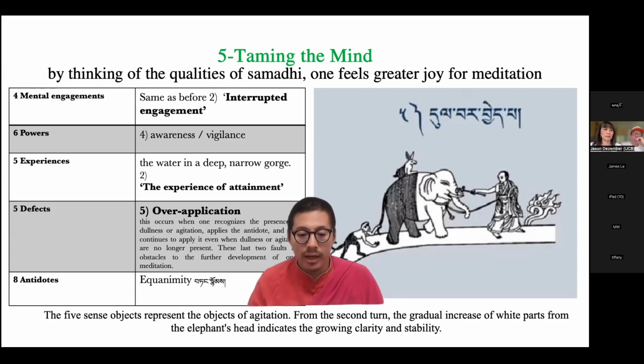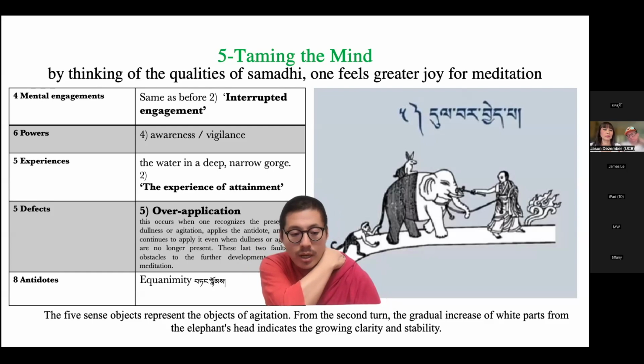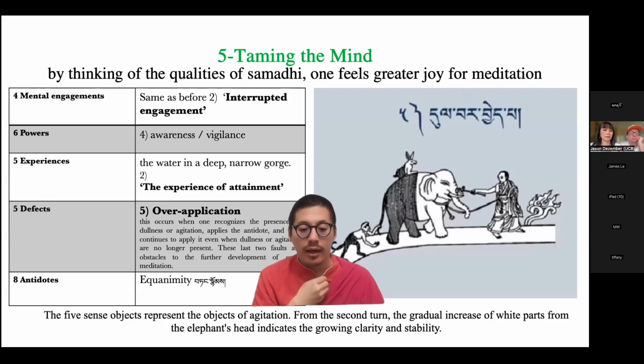And when one recognizes the presence of dullness or agitation and applies the antidote, and continues to apply it even when the dullness or agitation is no longer there, then this is over-application. This is not needed. So under-application and over-application are both problems. These last two faults are obstacles to the further development of shamatha meditation. So what do we have to do? We have to apply the antidote of equanimity. If there is no proliferation or increasing of dullness or agitation, then just relax, just leave it. That's what we have to do.